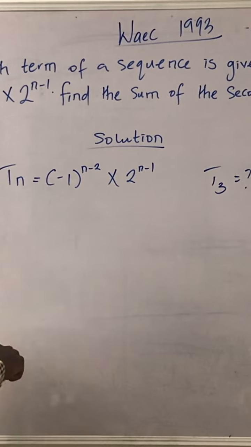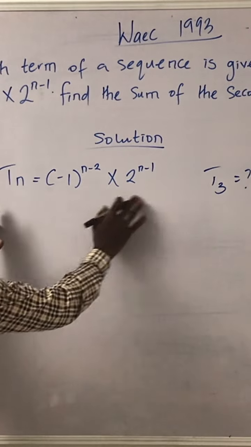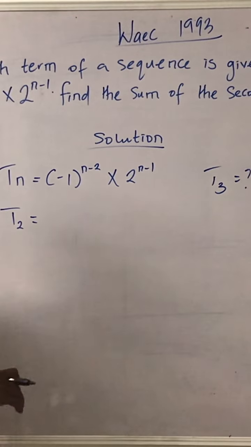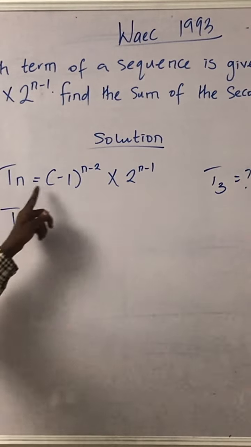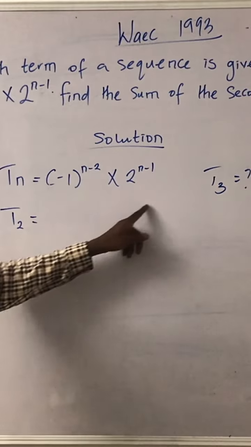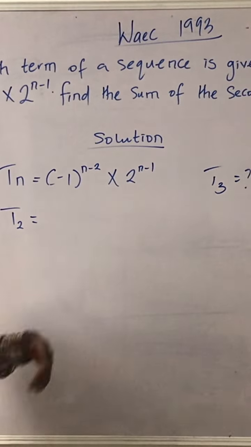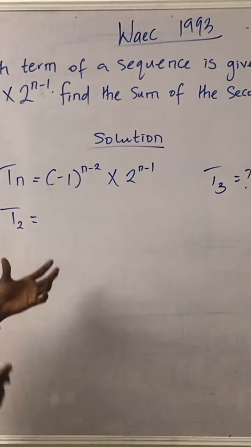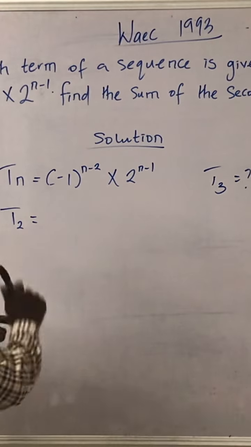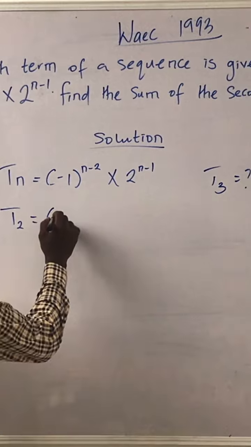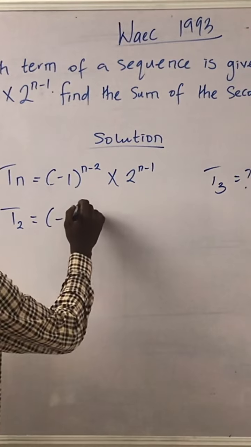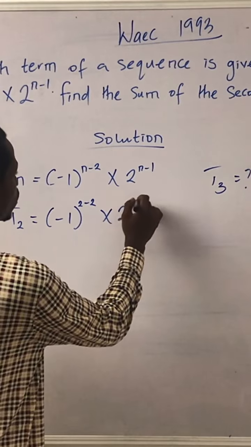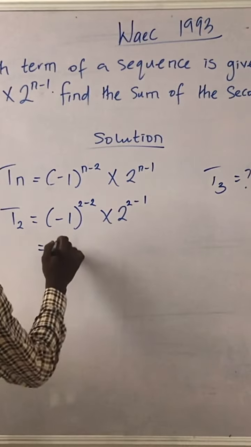So how are we going to do that? Let's use this function. Let's start with our T2. Now that means anywhere we see n in this expression, we have to put 2. I know when we see this it may look strange to you, but it's very, very easy. So let's put 2 in anywhere we see n here, so that we have (-1)^(2-2) times 2^(2-1).